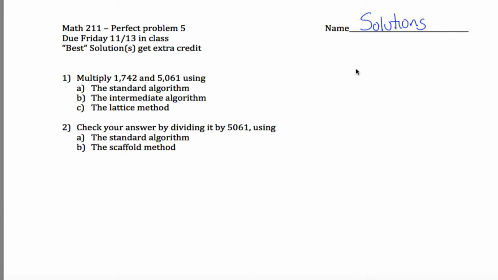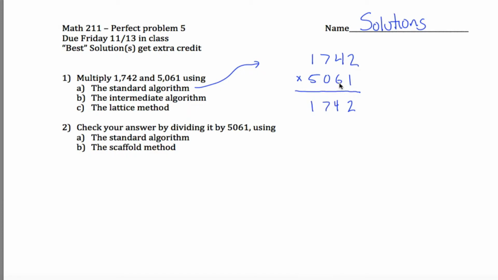So we're multiplying together 1,742 and 5,061. And we're asked to do this using the standard algorithm. Using the standard algorithm, basically you take one digit from one of your factors and multiply it by the other factor. So 1 times 2 is 2, 1 times 4 is 4, 1 times 7 is 7, 1 times 1 is 1.